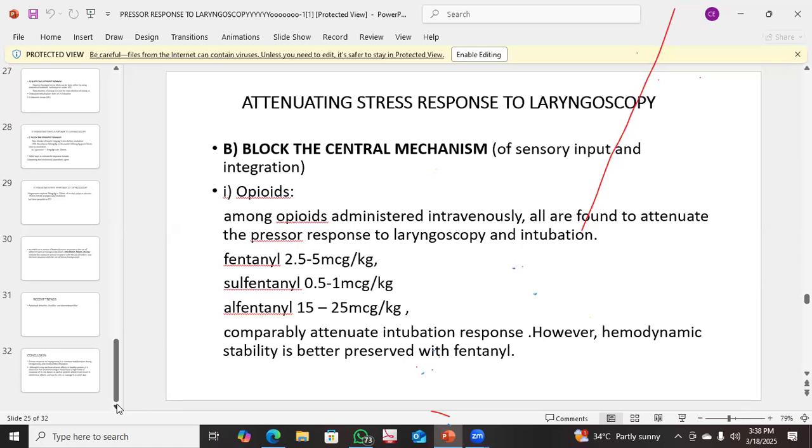I'm so sorry, I think the goal is actually to make it less than 15 seconds. That's the goal. So when you are intubating a patient, if you can do it in 15 seconds, that is the best. Okay.